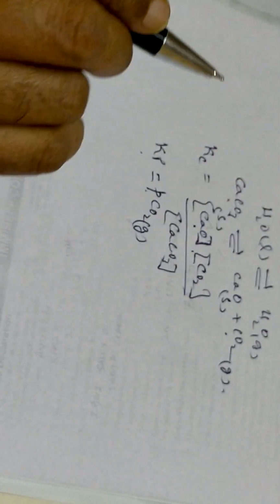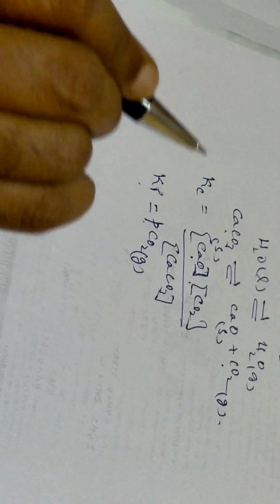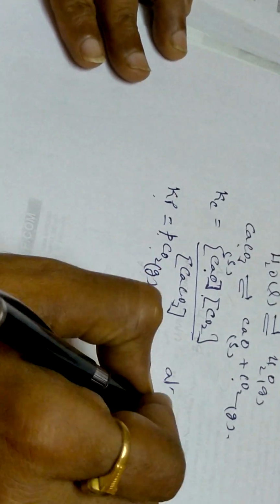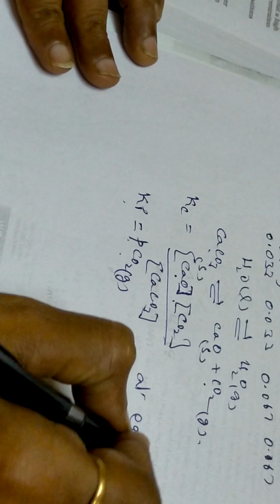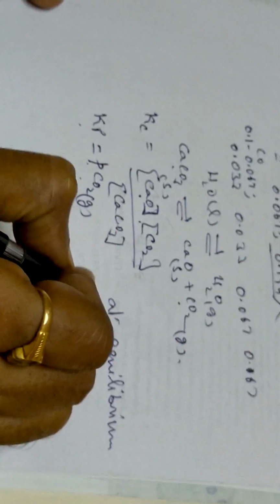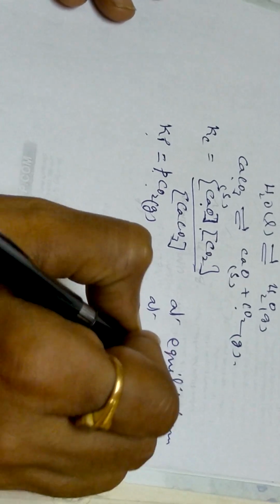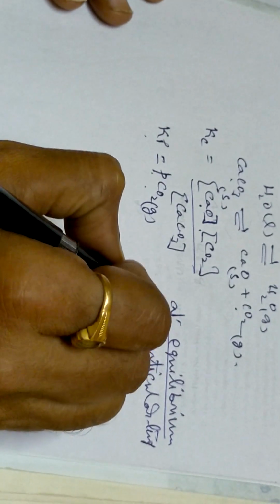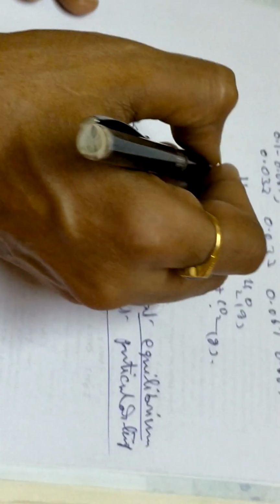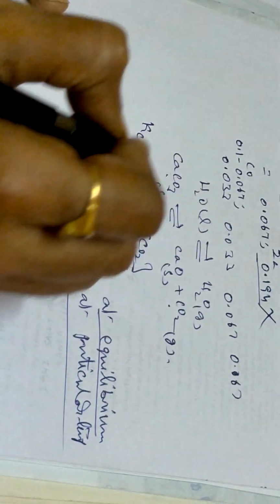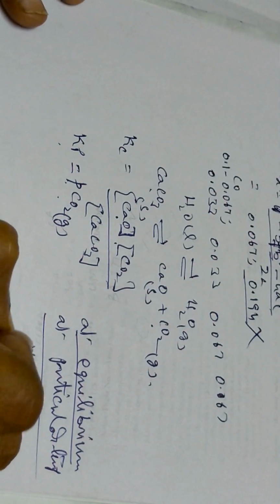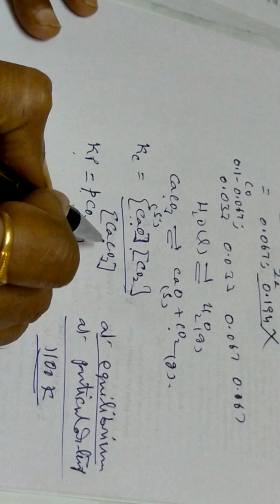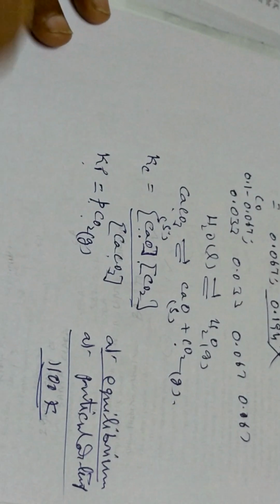But remember, for the questions, this holds good only at equilibrium, and at a particular temperature. Remember these two. In the case of CaCO3, that will be at, I think, 1100 Kelvin. Only at this equilibrium will it hold, and there the CaO and CaCO3 concentrations will be taken as unity.